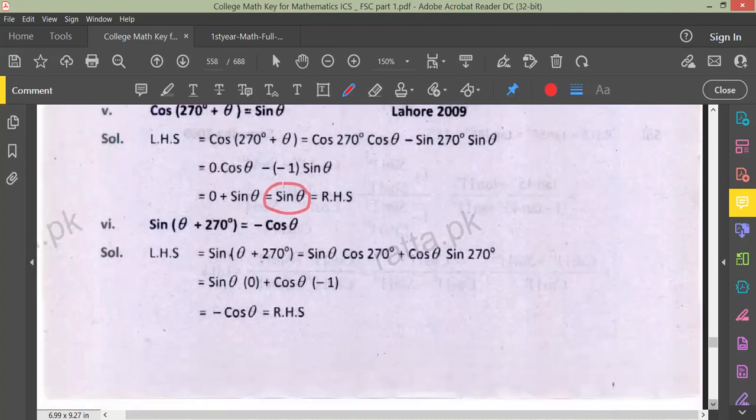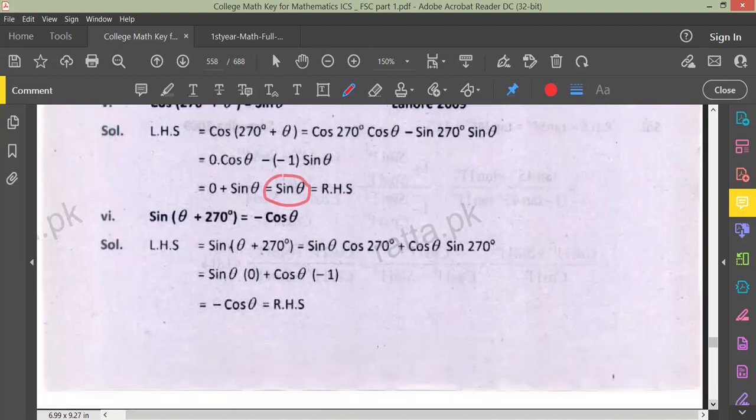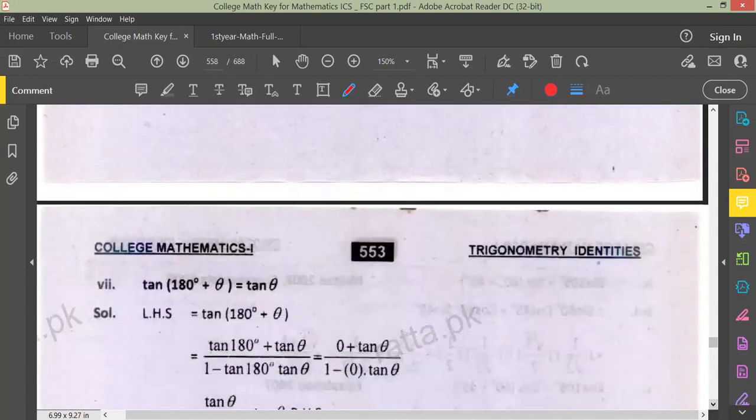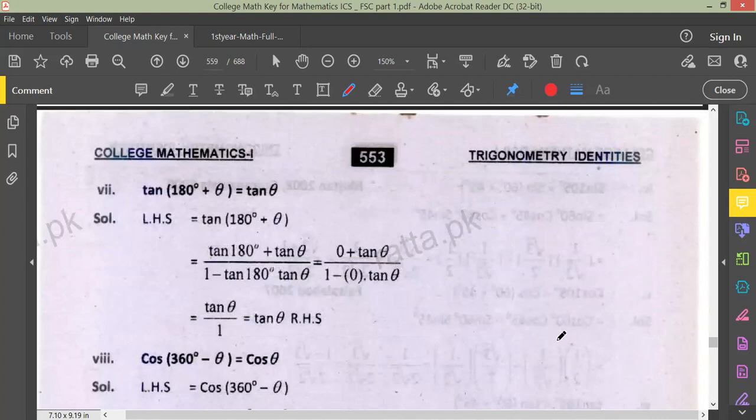So similarly, sixth part of question number 1 will be equal to sine of theta plus 270. Similarly, as we have done our above questions, you can solve this question similarly. You can solve this question, which is equal to tan of 180 plus theta, which will be equal to tan of theta. So this is left hand side of question, this is right hand side.